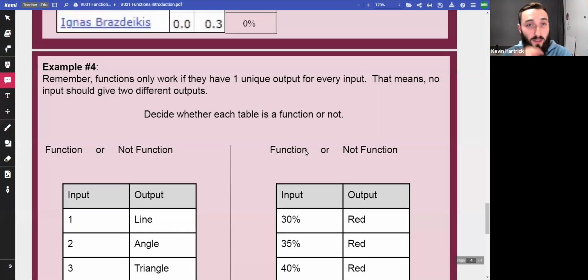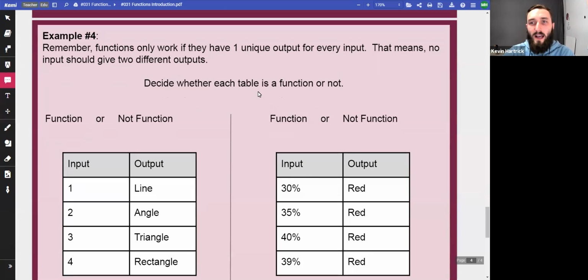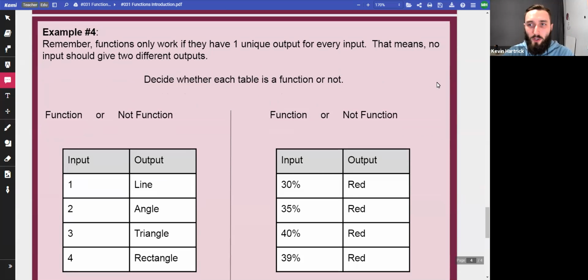You are inputting something into the computer and the computer is spitting out, printing out just one thing, okay? If it prints out two different things, two different pages, then that means it is not a function, okay? It might be an equation, but not a function. So let's look at this. Decide whether each table is a function or not.